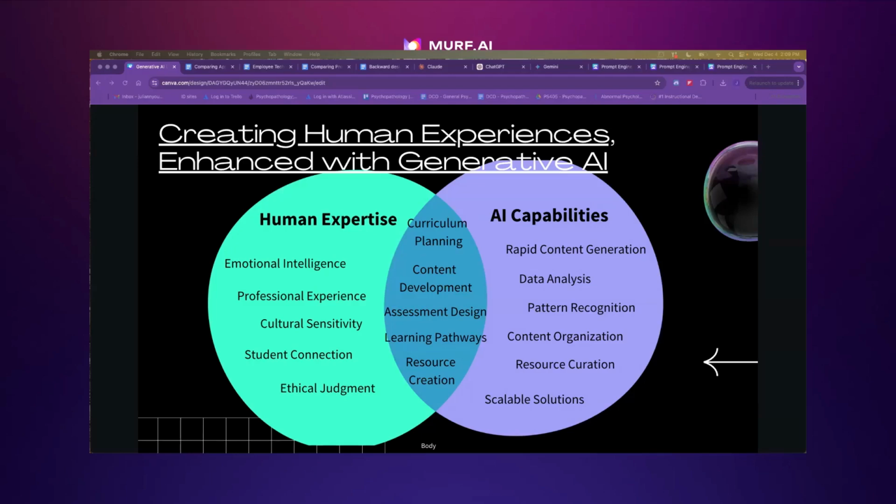So things like content development and curriculum planning can be enriched by the use of generative AI, in addition to our human expertise.